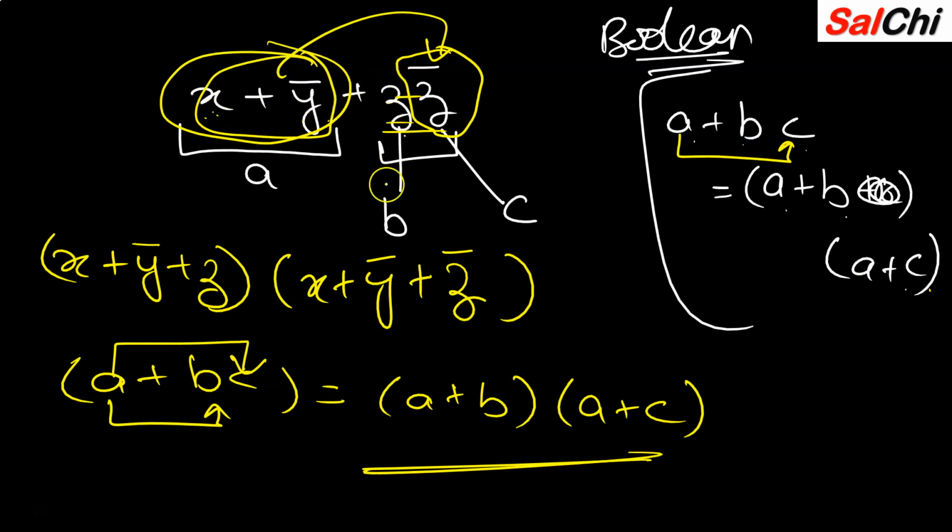So you just have to open. A and B, we have assumed that Z is the non-complement, which is B. So X plus Y is A, Z is B, and Y complement as C. I hope you got this.